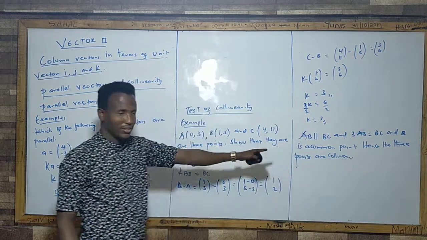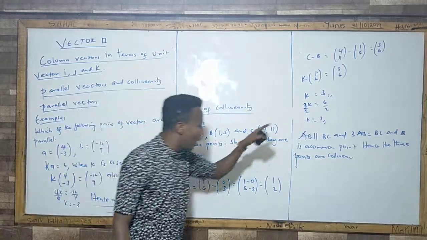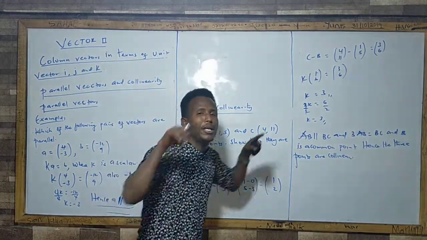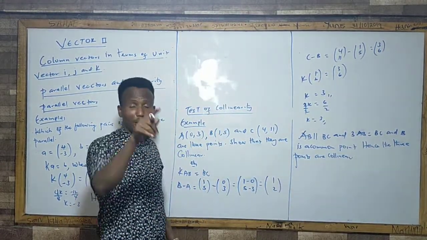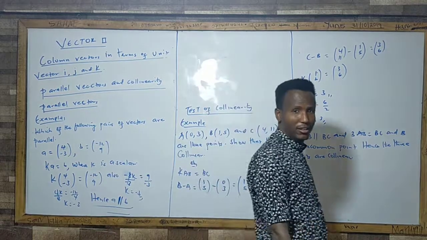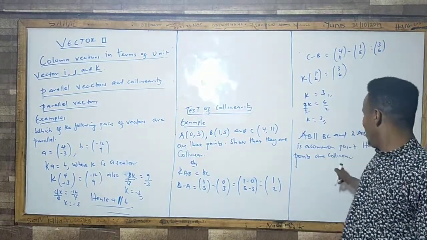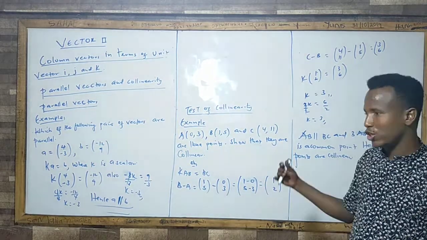Look at this statement. AB is parallel to BC, and 3AB is equal to BC, and B is a common point. Hence, the 3 points are collinear. You have tested collinearity. Very easy. The common point here in this situation is B.